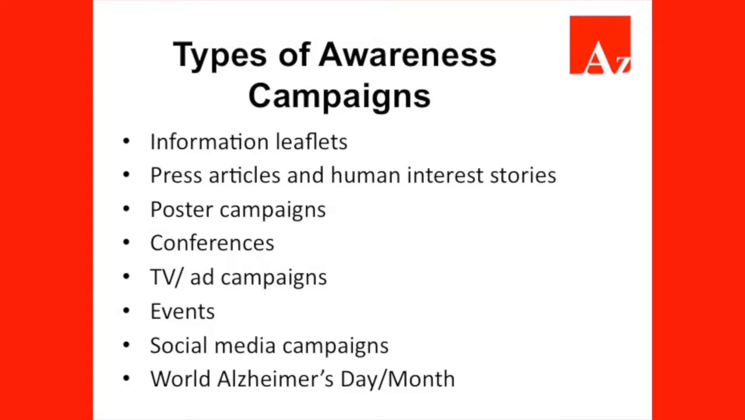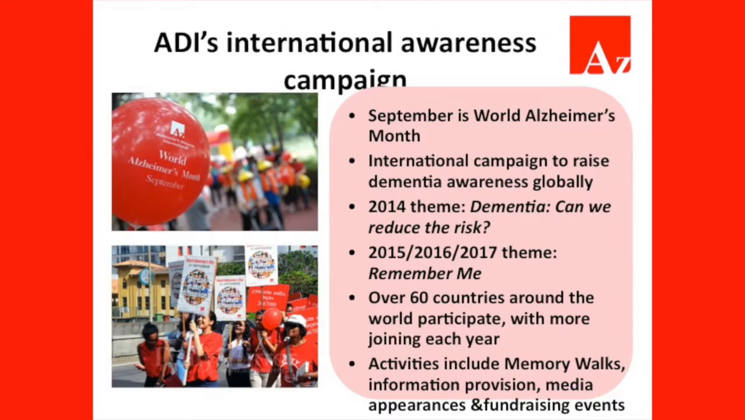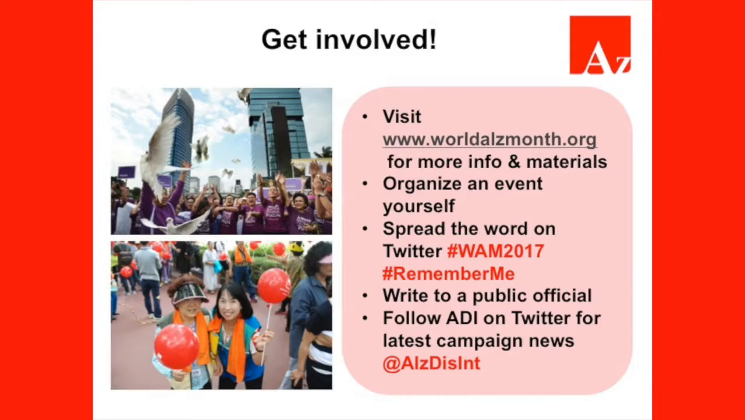As I mentioned before, World Alzheimer's Month and World Alzheimer's Day is a really good tool for you as an awareness campaign, and you can take advantage of that. We're celebrating every September. The theme this year, again, is Remember Me. We have many countries participating in it, and it is a really good opportunity for you to have awareness activities such as memory walks, providing information, having appearances in the media, doing fundraising events, and whatever you think is relevant for your country.